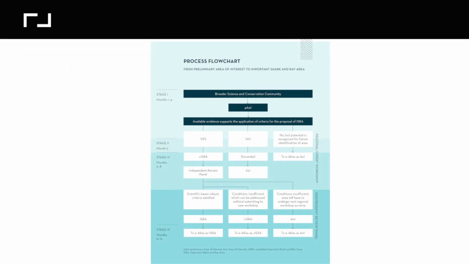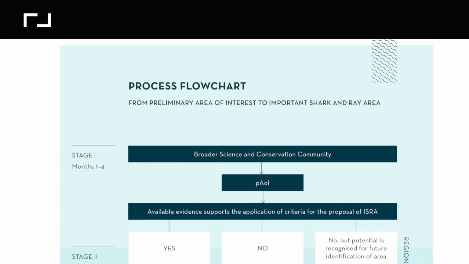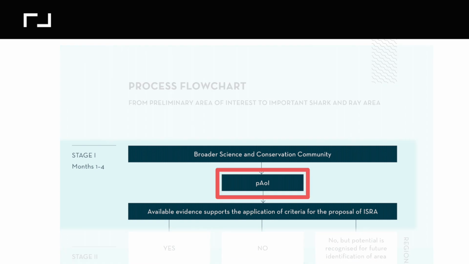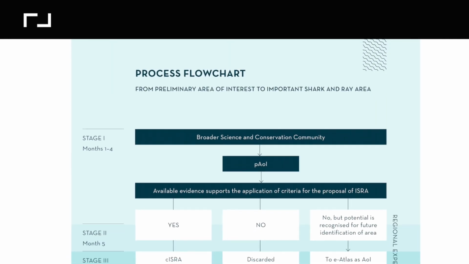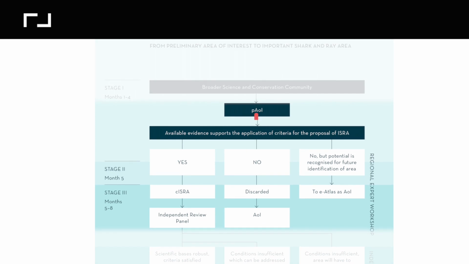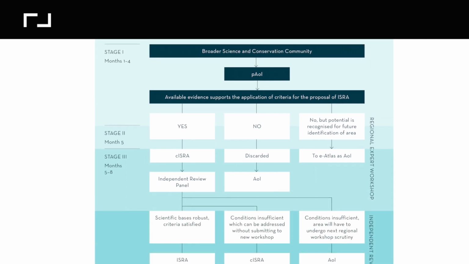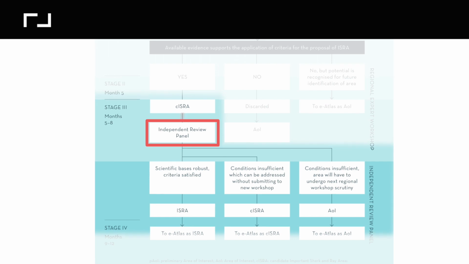A preliminary area of interest is an area proposed for consideration at a regional workshop. During a gathering of regional experts, it will have the potential to become a candidate ISRA if there is sufficient evidence to support the application of the ISRA criteria. Following the workshop, the ISRA Independent Review Panel will assess the scientific basis and the application of the ISRA criteria to determine if a candidate ISRA can become an ISRA.